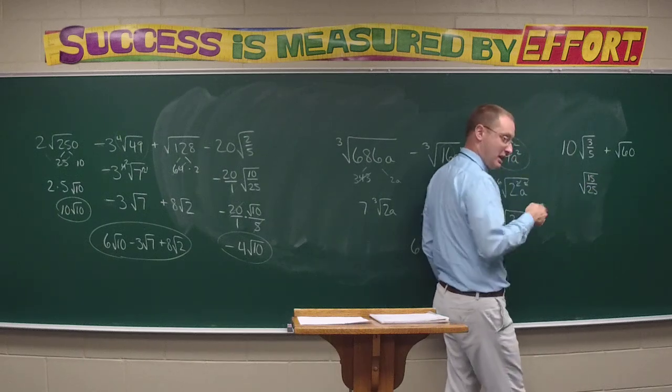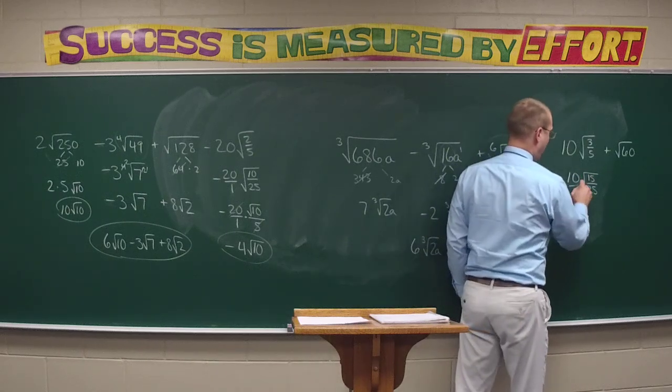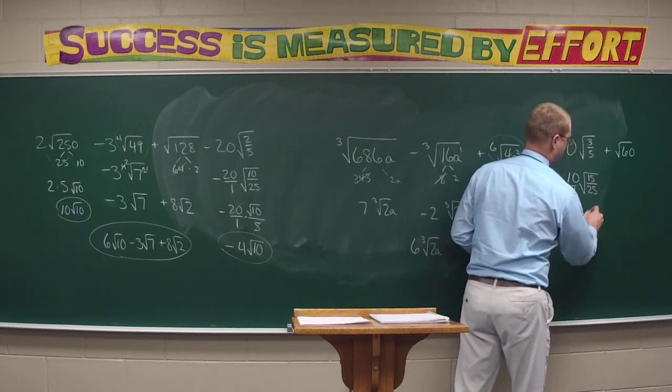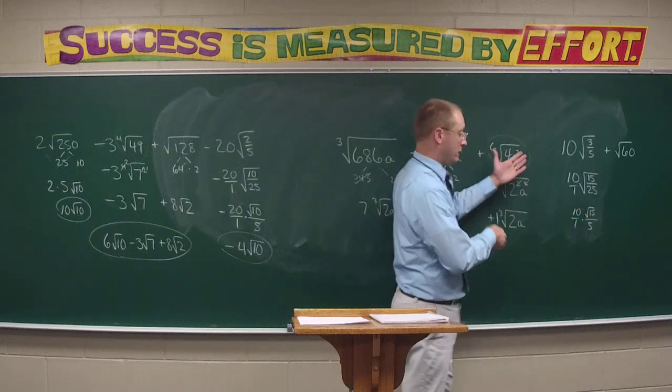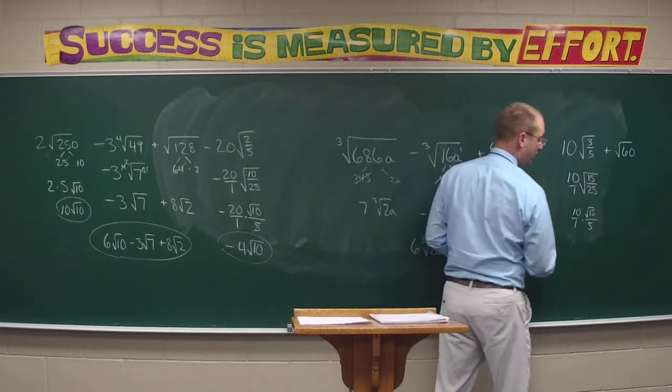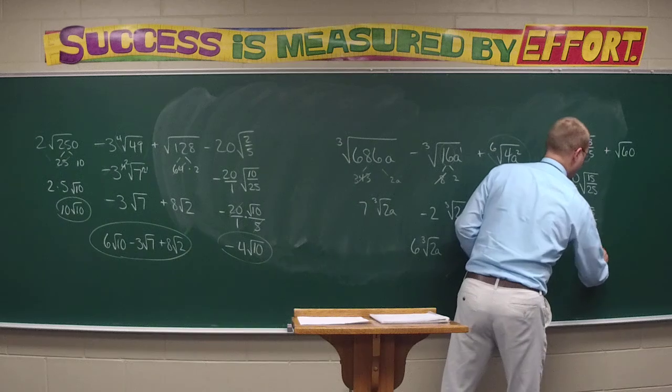At the same time, let's write the 10 over 1. We can keep the 10 over 1, change this to the square root of 15 over 5. And since it's multiplication, numerator and denominator cancel, and we end up with 2 times the square root of 15. 2 times the square root of 15.